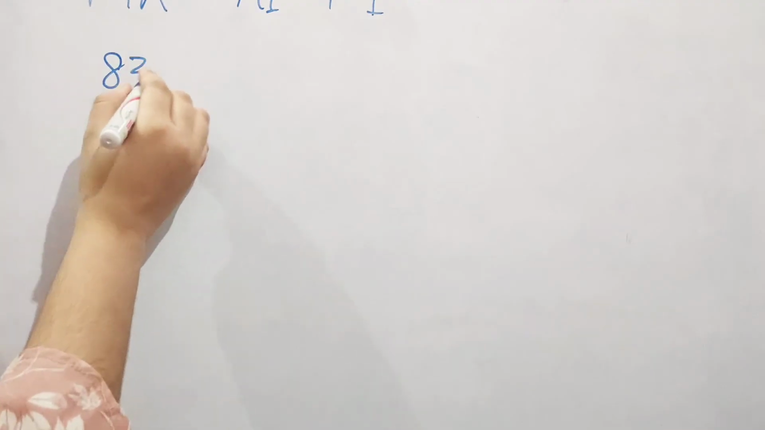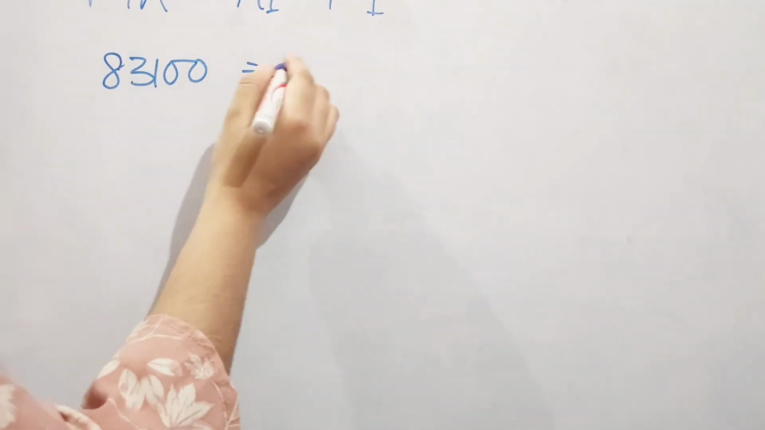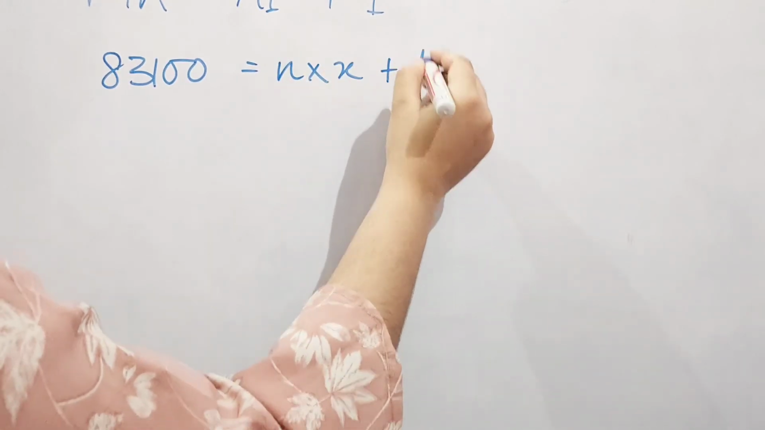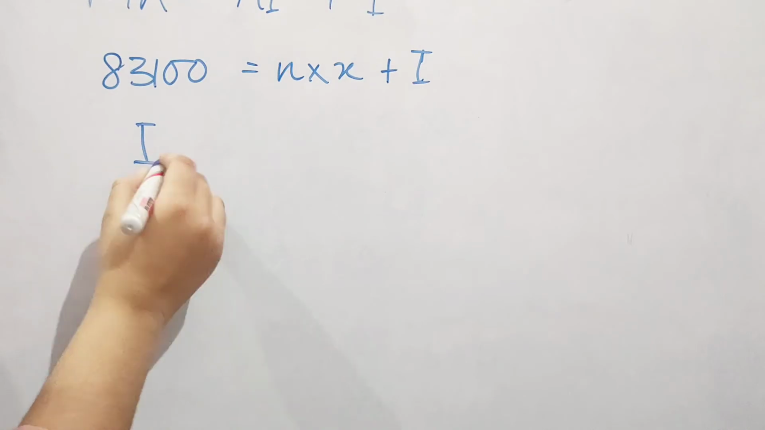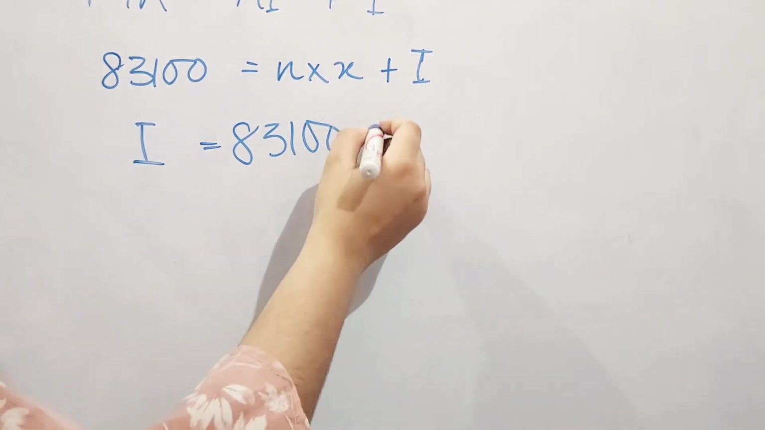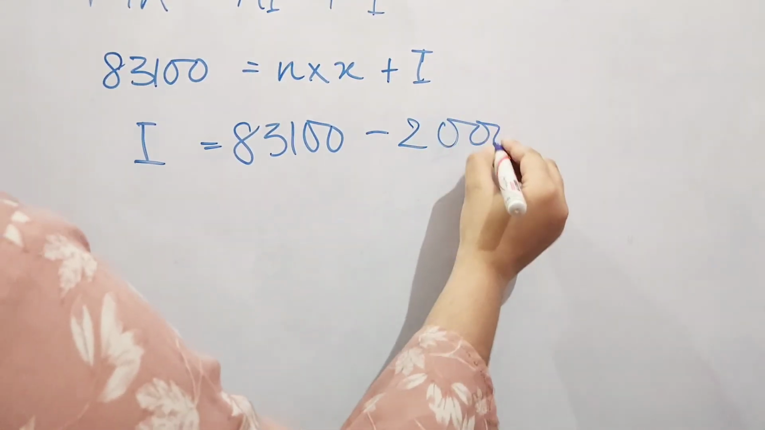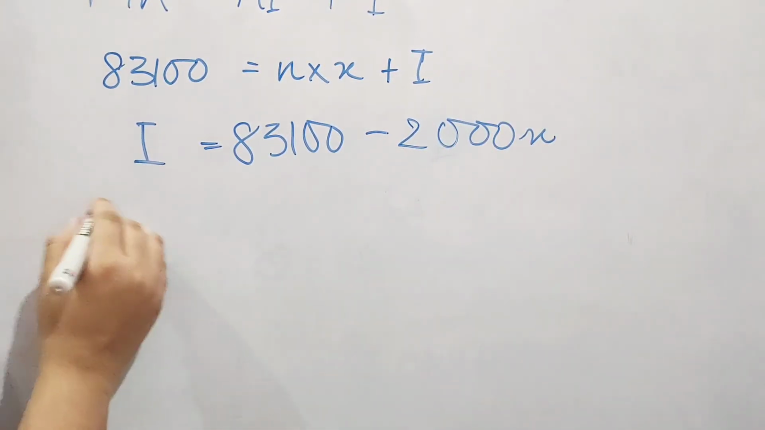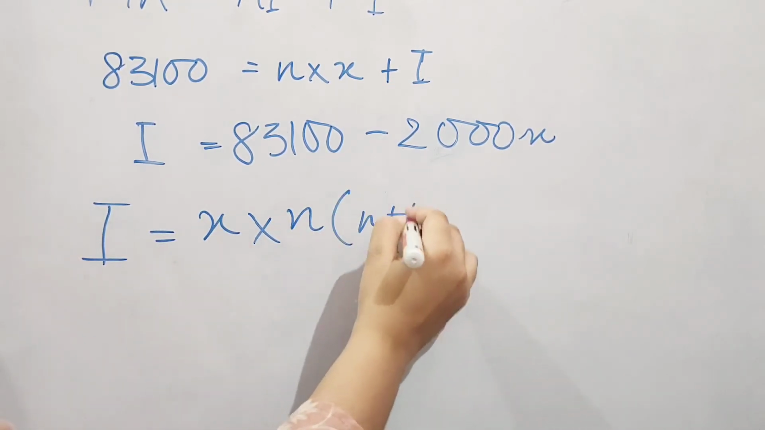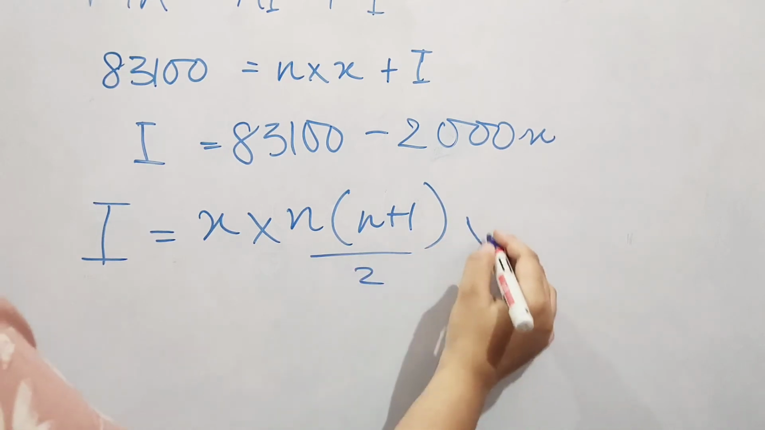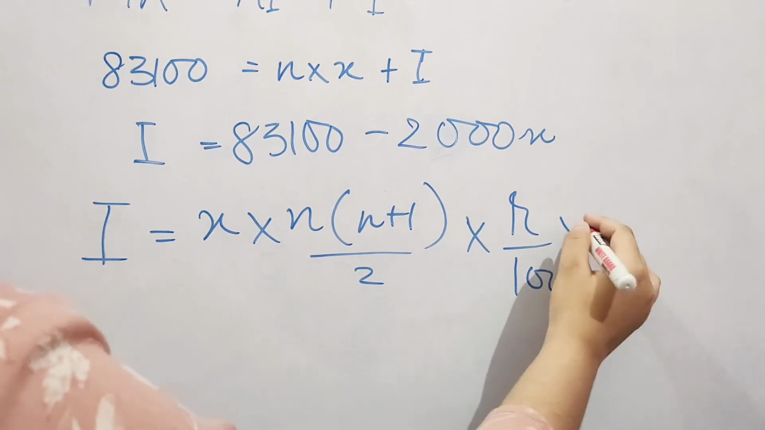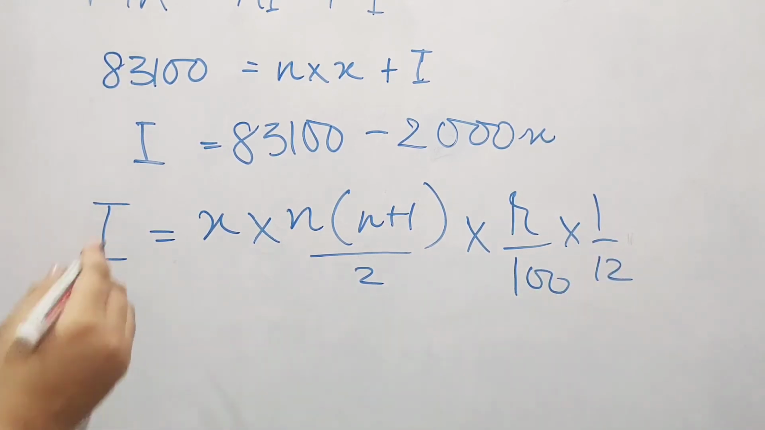As you are already aware of the formula of maturity amount, that is monthly installment plus interest. Over here, the formula which we will use to find the monthly installment is x times n. And when we transfer the values, we get the value of interest to be 83,100 rupees minus 2,000x. We will consider that this is the exact value of interest, and in the formula of interest, we will put this value on the left hand side and the respective values of the variables on the right hand side.